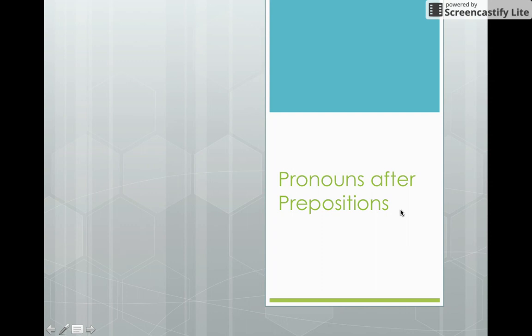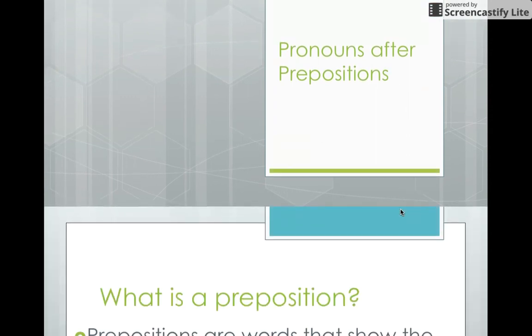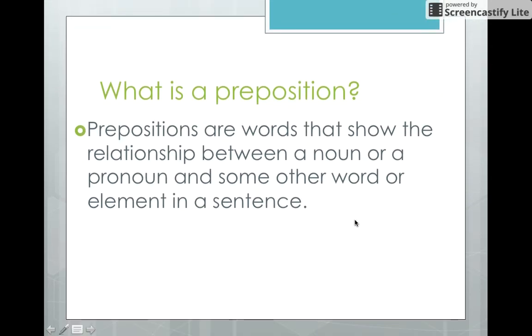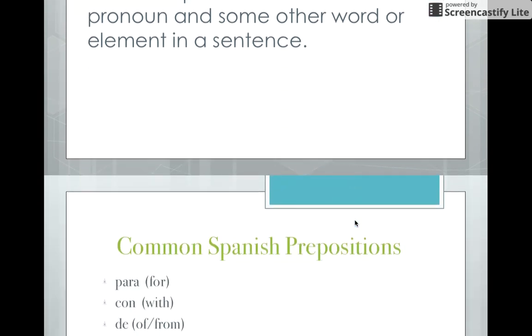This will be the title of your notes. So what is a preposition? Prepositions are words that show the relationship between a noun or a pronoun and some other word or element in a sentence. If you don't remember what a preposition is, I would encourage you to write that in your notes.